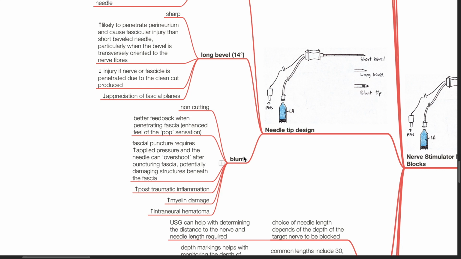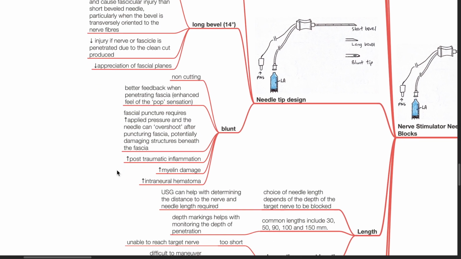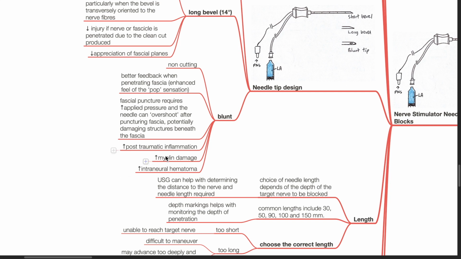Blunt needles are non-cutting. There is better feedback when penetrating fascia. Fascial puncture requires increased applied pressure, and the needle can overshoot after puncturing the fascia, potentially damaging structures beneath the fascia. There is increased post-traumatic inflammation, increased myelin damage, and increased incidence of intraneural hematoma.